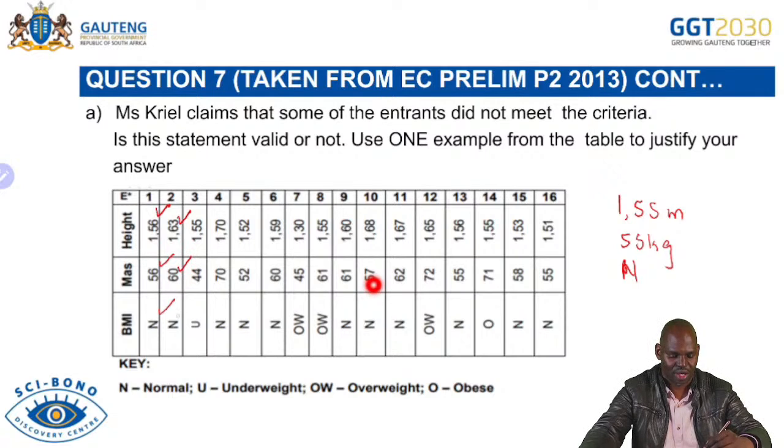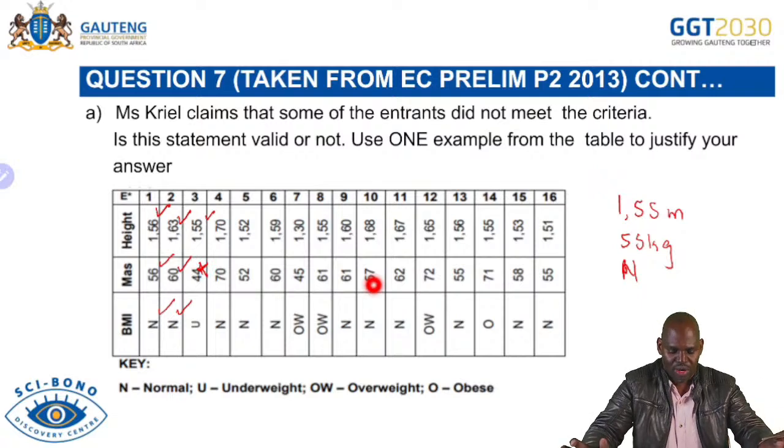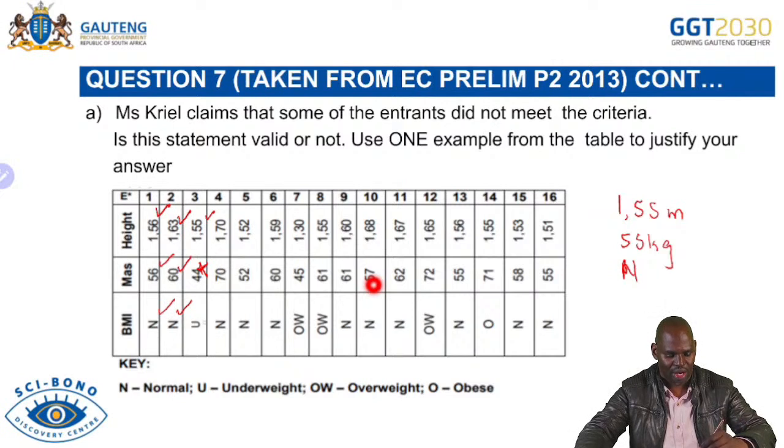60 qualifies, then normal. Okay, entrant number 3, it's 1.55. Yes, this is acceptable. And then the mass 44, no. So that one is not acceptable because it's below 55. And then again, it's also underweight. So entrant number 3 does not qualify.